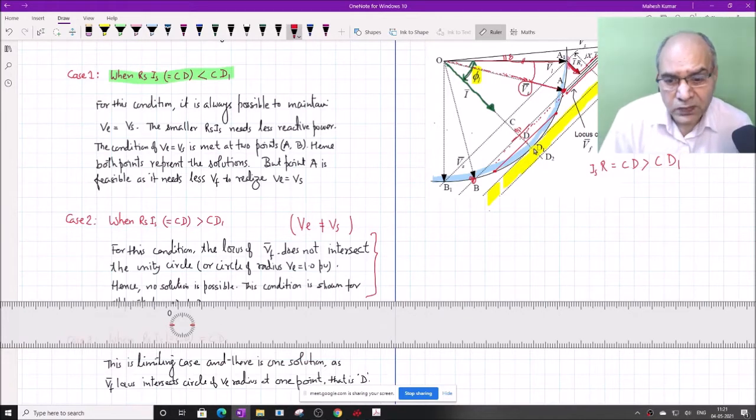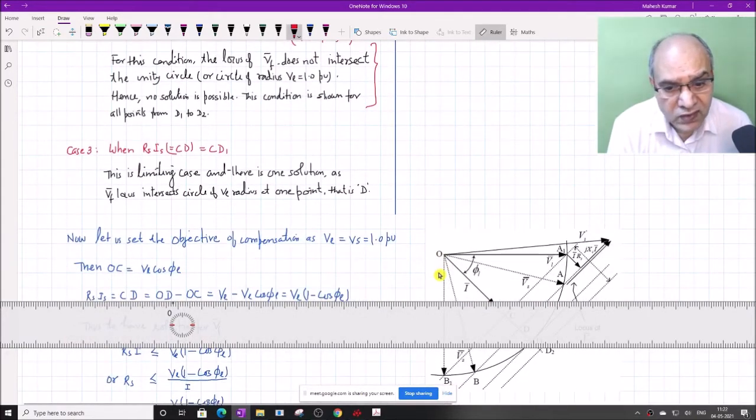Now this is the graphical representation. Is there any way to form a mathematical formulation for solving the value of VF? When we implement the DVR, we have to find what value of VF needs to be compensated. So we have to find the exact value. For that, we will go for the mathematical formulation. But before that, we will understand the meaning of this parameter IsRs, CD1.